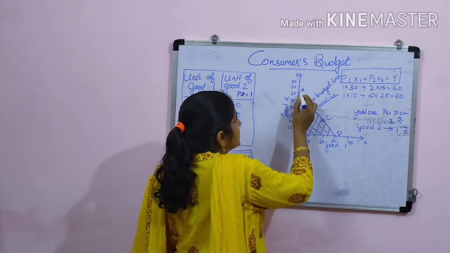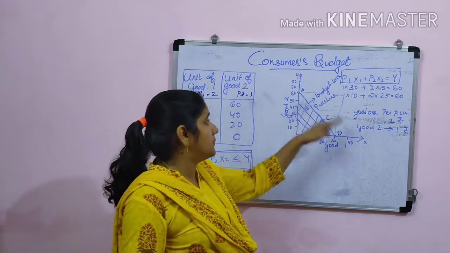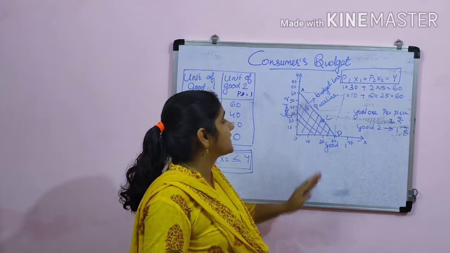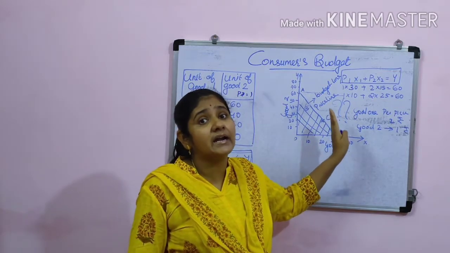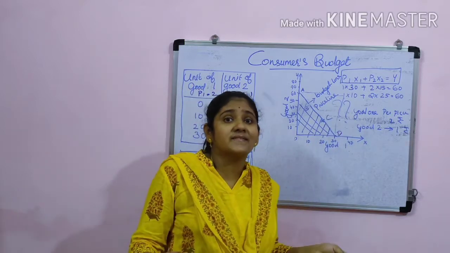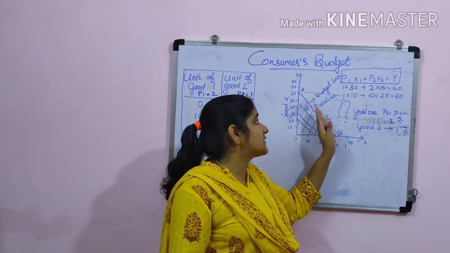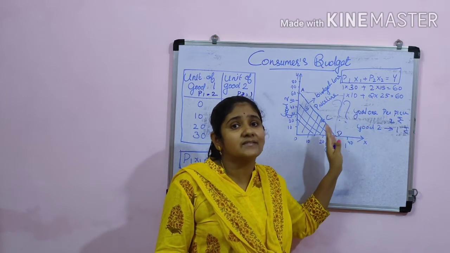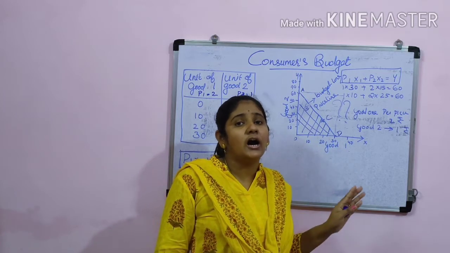But you just see, children, the area coming after the price line is known as unattainable combinations. Unattainable combination means the cost is more, it is not affordable for the customer. So the different combinations coming after this price line are known as unattainable combinations. The customer is not able to afford that portion.